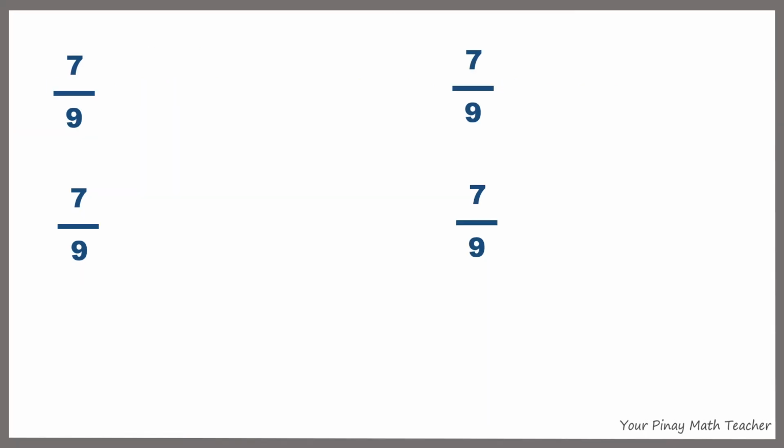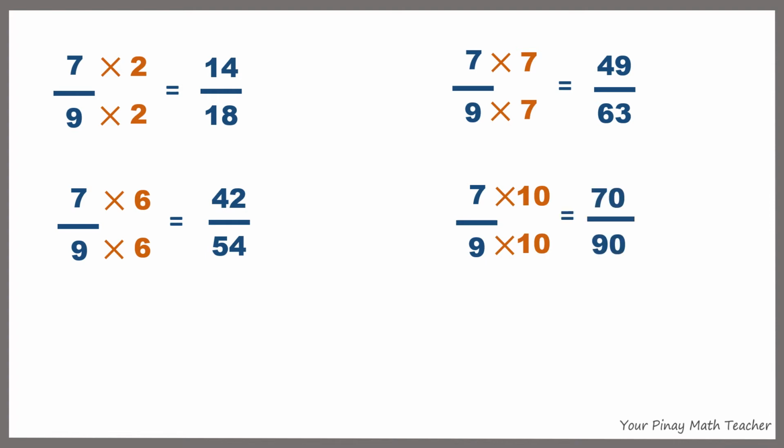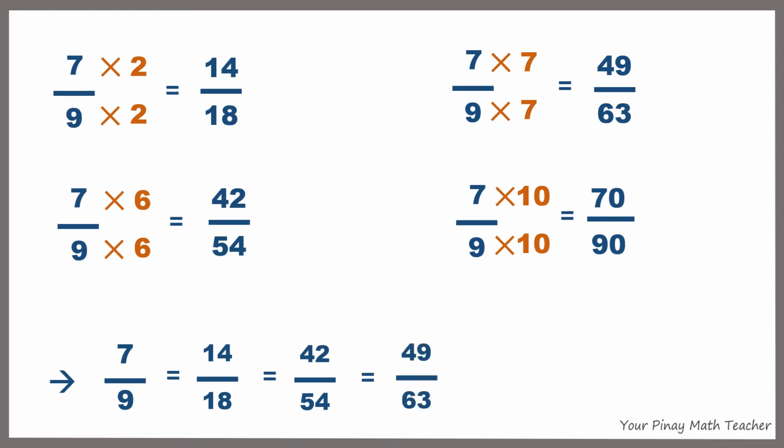Another example, 7/9. Multiply both numerator and denominator by 2. We get 14/18. By 6, 42/54. By 7, 49/63. By 10, 70/90. So 7/9 is equivalent to 14/18, 42/54, 49/63, 70/90, and so on.